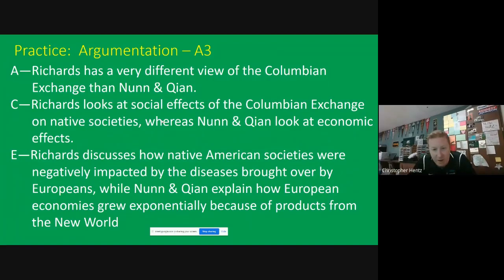Social versus economic. Okay, so in this particular one, I said that Richards looks at social effects, whereas Nunn and Qian look at economic effects. Richards discusses how Native American societies were negatively impacted by diseases brought over by Europeans, while Nunn and Qian explain how European economies grew exponentially because of the products of the New World. Okay, now, how do we feel about that?